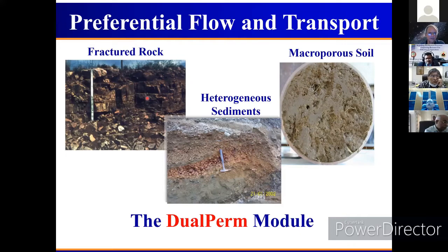And unfortunately, these systems, rather than being exceptions, are very common in the natural environment. And here I show some typical examples from fractured rocks, macroporous soils, where you can see macropores due to macrofauna or decaying roots, and various heterogeneous sediments where you would certainly have preferential flow. And we cannot describe flow and transport in these processes using classical Richards and convection dispersion equations.